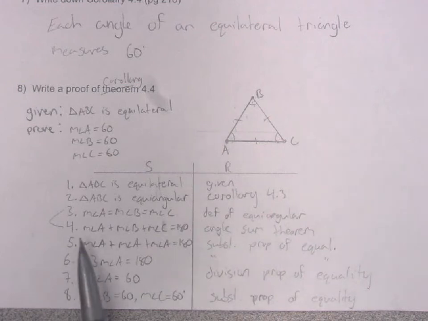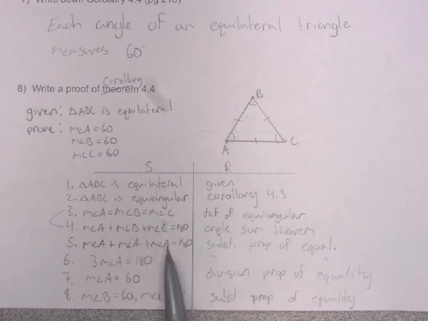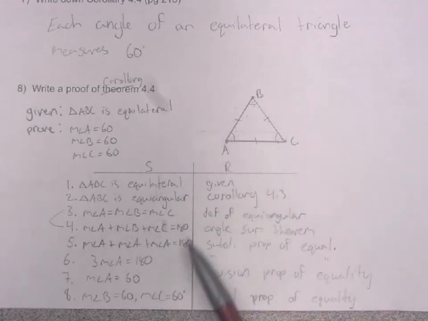So what I've done here in step 4 to step 5 is I replaced the measure of angle B with the measure of angle A because those are the same number. And I replaced the measure of angle C with the measure of angle A because those are the same number as well. I don't know what number yet, but I'm trying to show that that number has to be 60. Okay? I just know right now that they're all the same number.